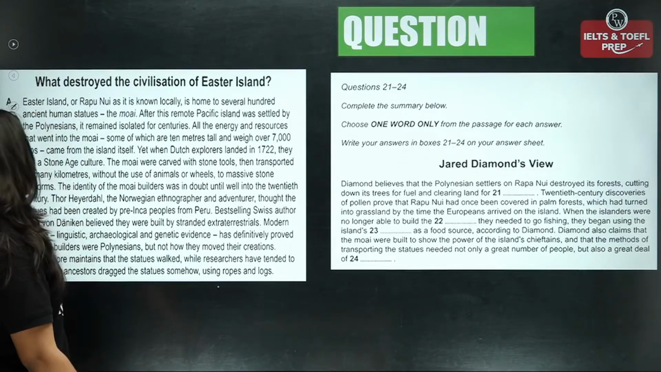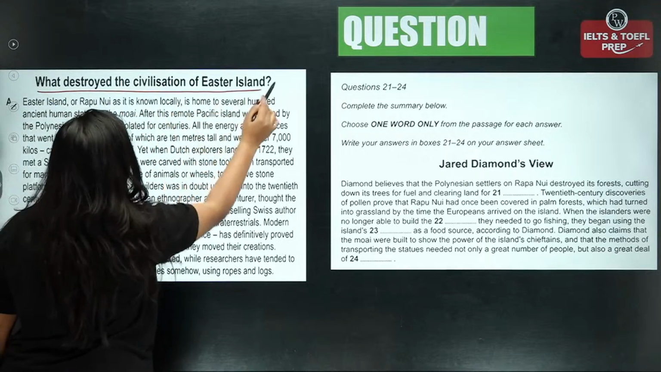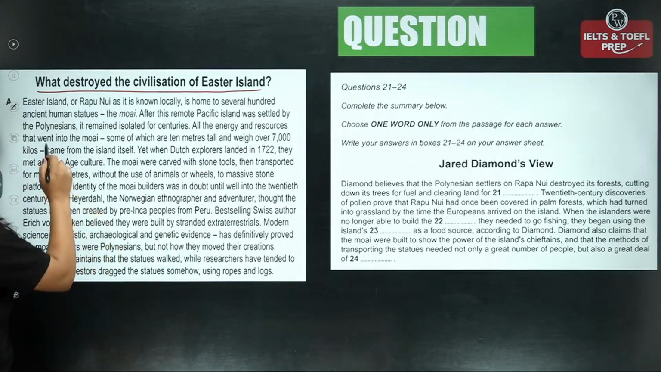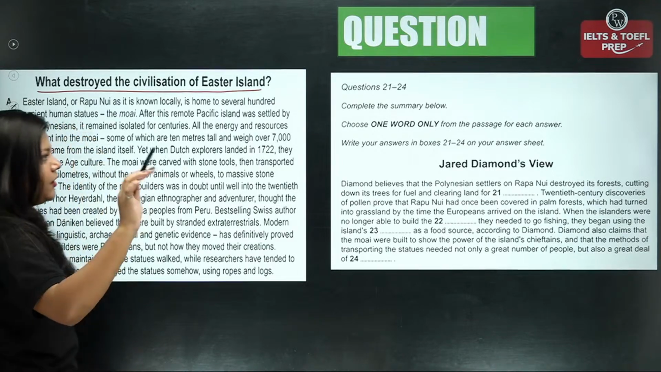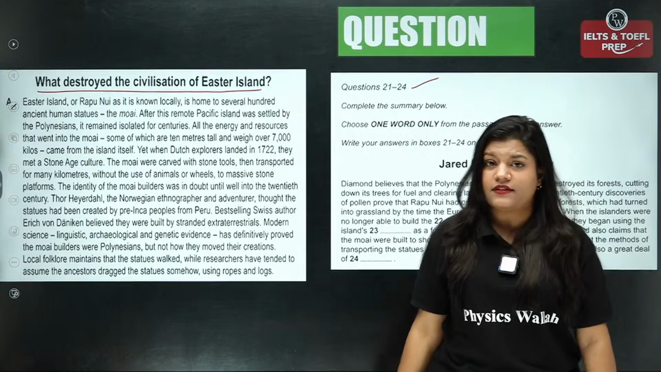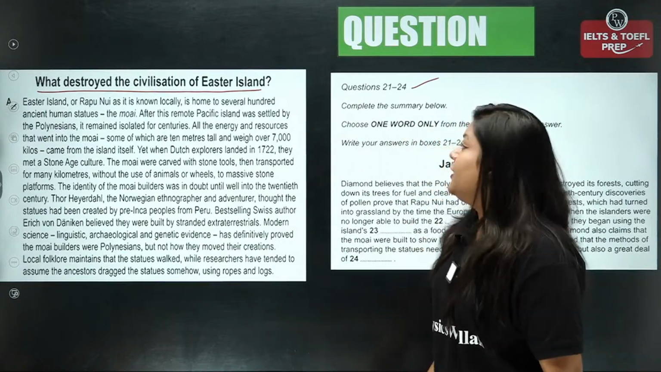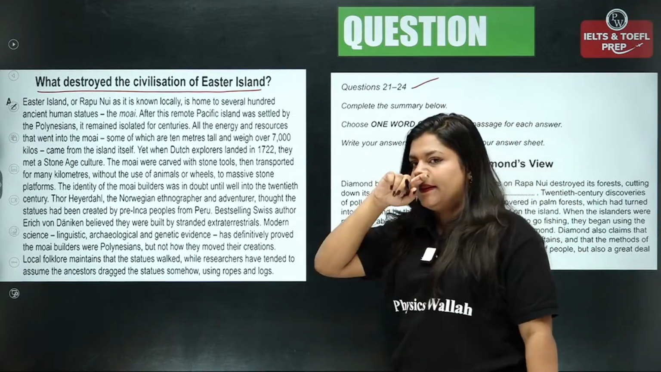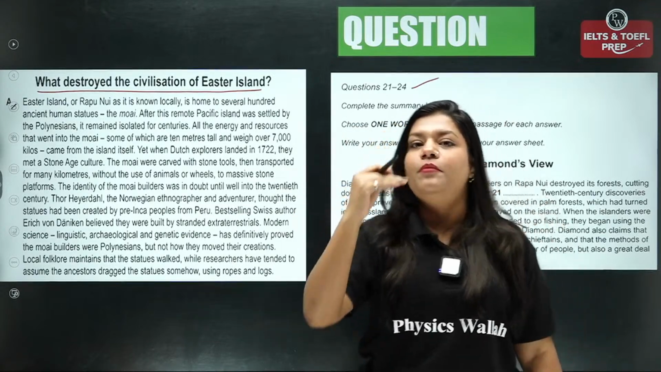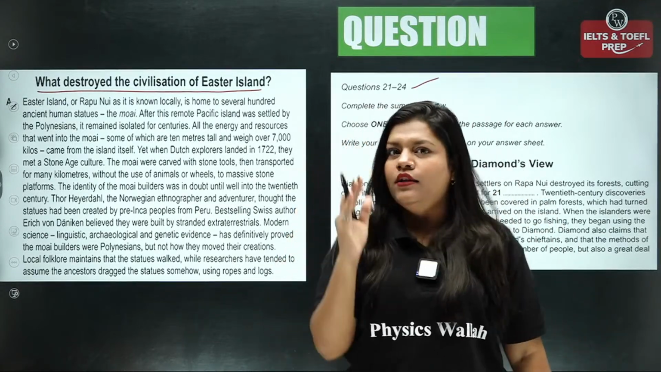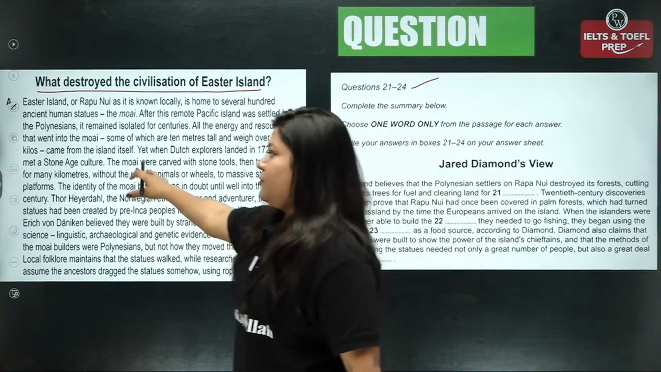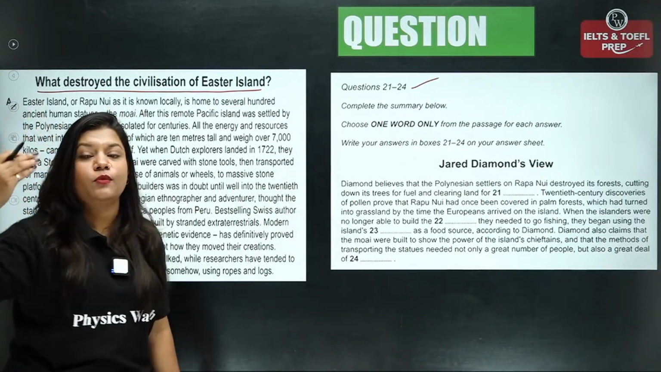Now, here is the passage. What destroyed the civilization of Easter Island? This is the topic of the passage. Now, this is the first passage. See, because this is the second passage, definitely, majorly questions 21 to 24, these kinds of answers you're going to receive somewhat through the second, third, fourth paragraph. This is going to be the frame where you're going to receive the answers. But still, I'm going to read it just for you to get the gist of the topic that we are talking about.